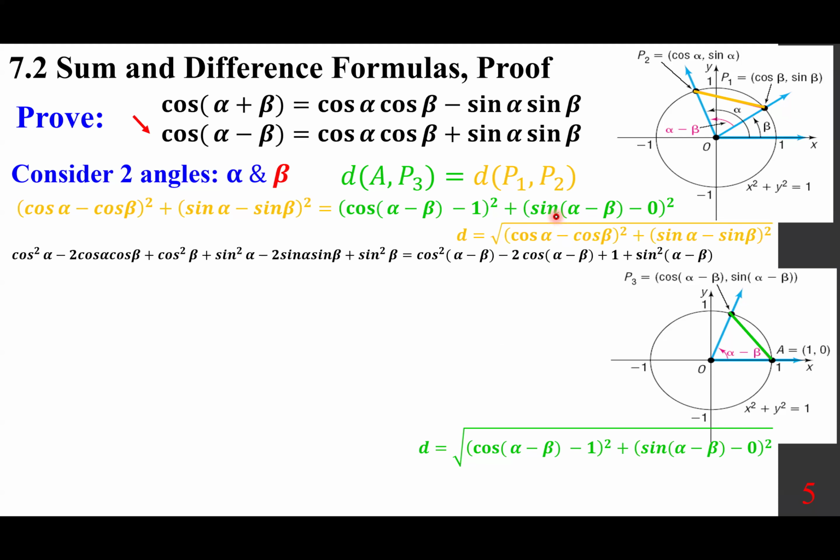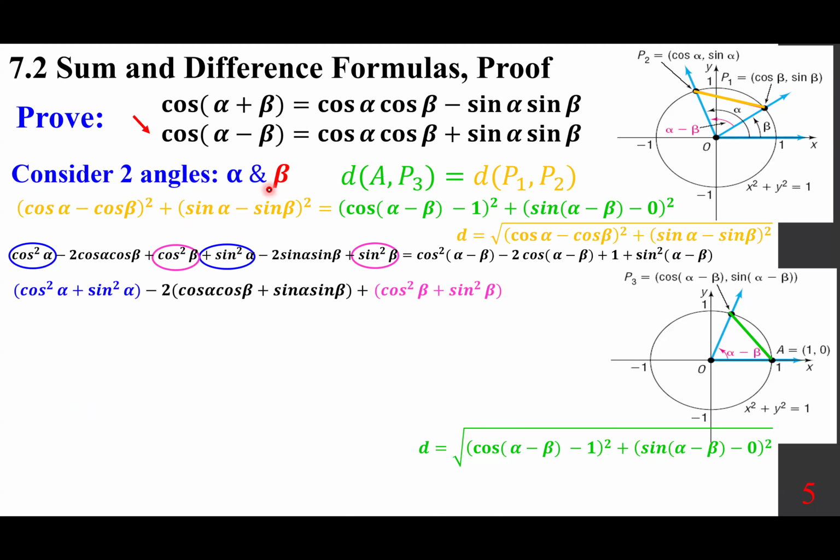So what do we notice here? Cosine squared alpha and sine squared alpha, we want to put them next to each other because they add up to 1. Cosine squared beta and sine squared beta, we can put them together because they also add up to 1.